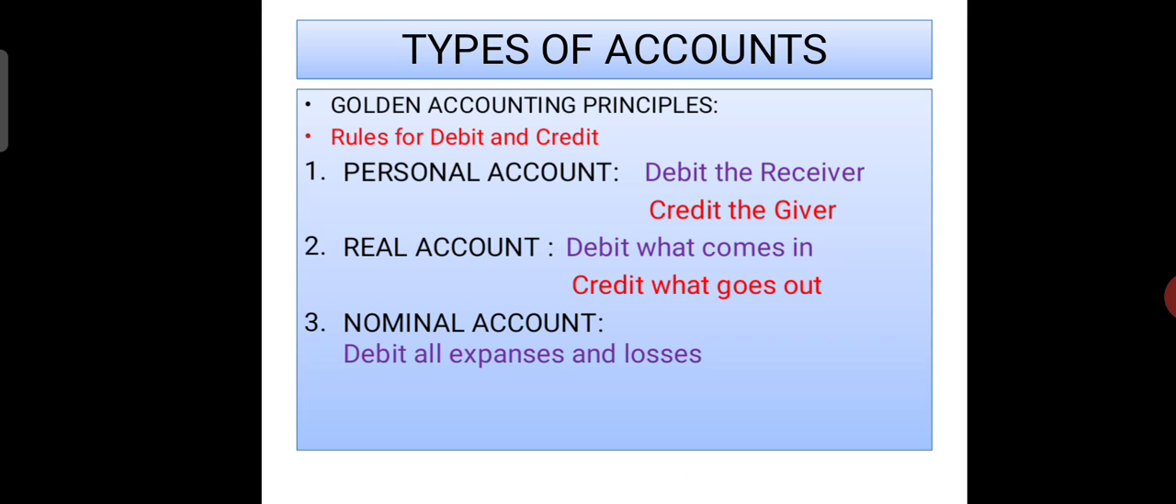And come to the third one, nominal account. Debit all expenses and losses, and credit all incomes and gains. The nominal account consists of incomes, revenues, gains, losses, expenses, costs. All these come under nominal account. So what is the nominal account principle here? Debit all the expenses and losses, credit all the incomes and gains.